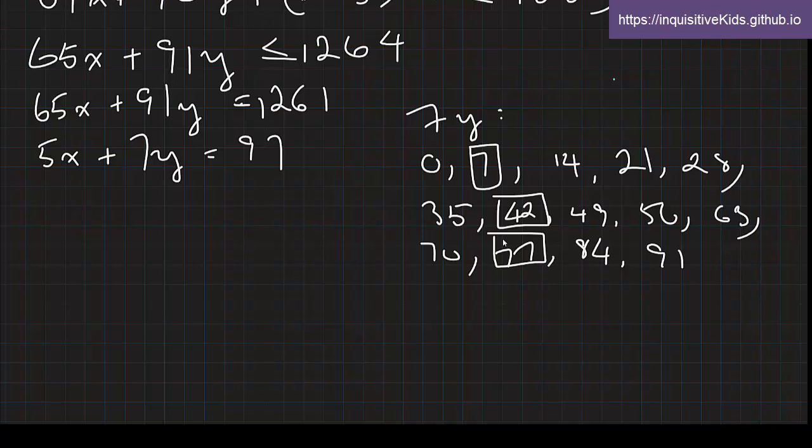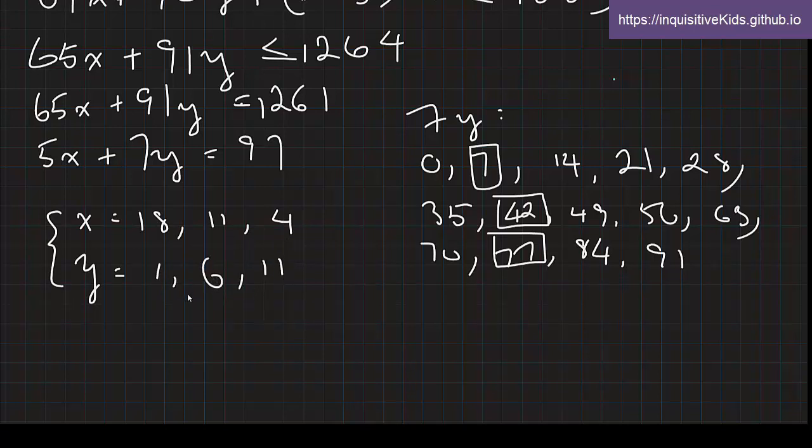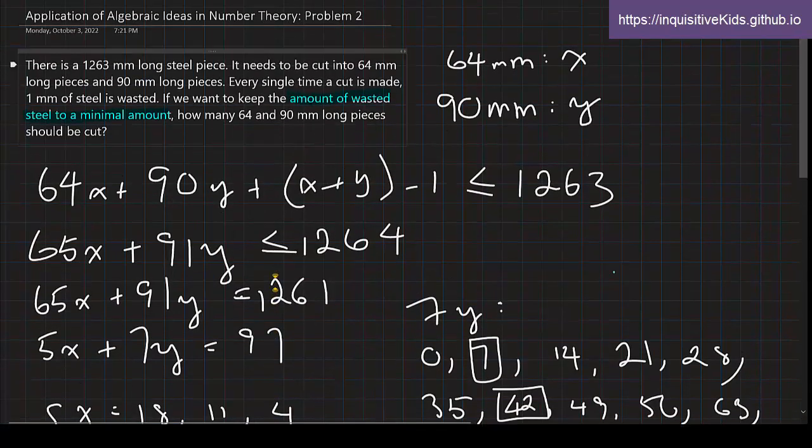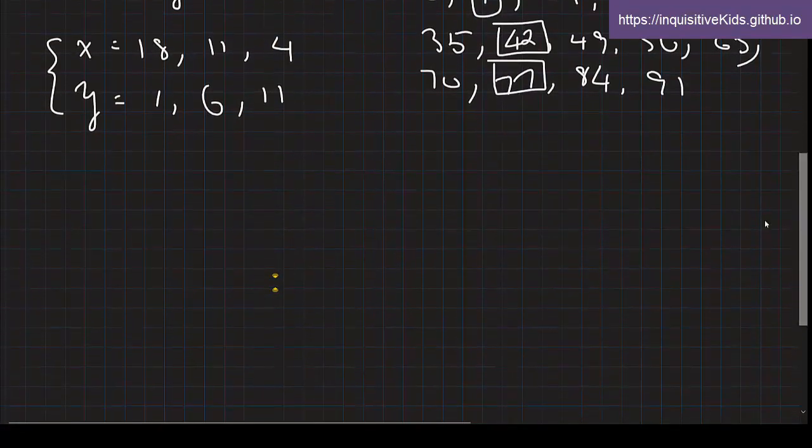So what are the different multiples for x? In this case, here are the different possibilities for x and y: 8 and 1, 4 and 6, 0 and 11. In our last problem, problem 1, this is all we had to do for an answer. But right now we're being asked for more. Remember, we want to keep the amount of wasted steel to a minimum amount. So there should be only one answer to this, because we're looking for the least amount of steel wasted. So add it together.